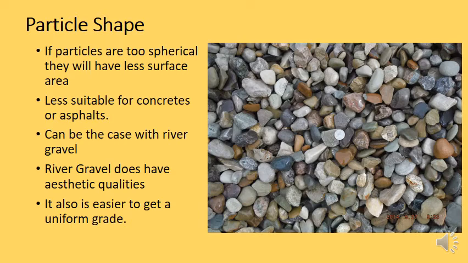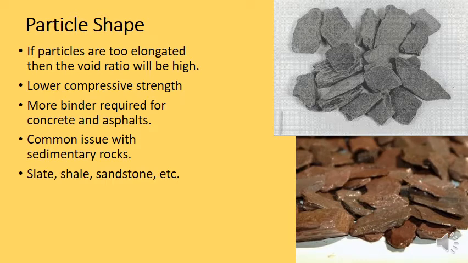And that's caused by a phenomenon called river armoring, if you want to look that up. So you can see in that picture there with the river gravel, basically all of those rocks are roughly about the same size, aren't they? It's uniformly graded. So with particle shape, it can actually influence the strength of the aggregate too.